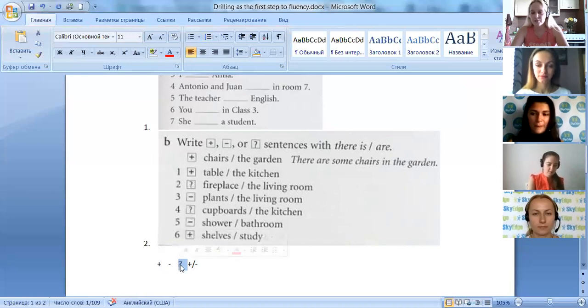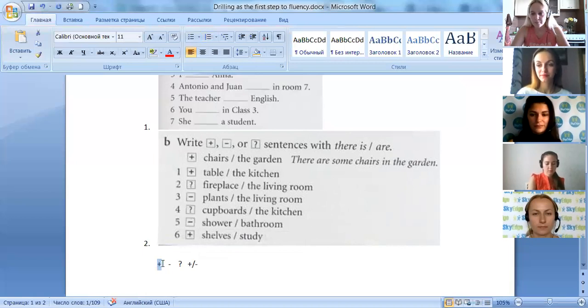Okay, next, question. Are there any chairs in the garden? Are there any chairs in the garden? Okay, and yes. Yes, there are. And no. No, there aren't. Very good.